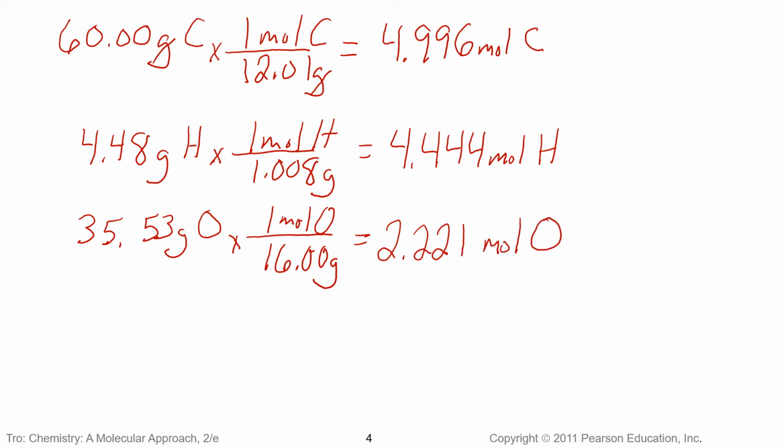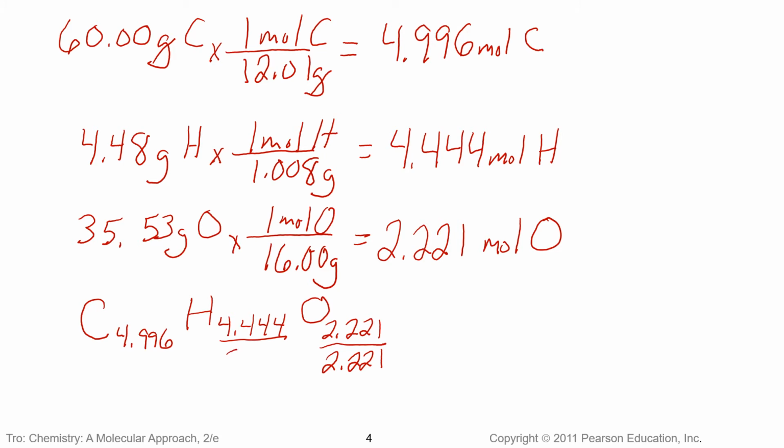Our next step is to write our pseudo formula. So we're going to write these moles as subscripts. This helps us keep our problem organized and allows us to see it as a chemical formula. Next, we are going to divide by the smallest number. In this case, our smallest number is oxygen. So we divide each one of these numbers by the moles of oxygen.